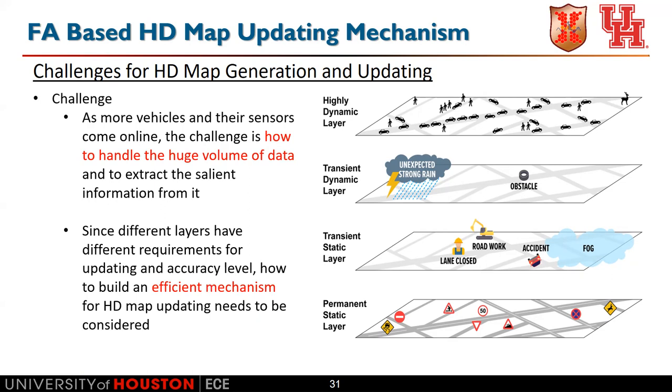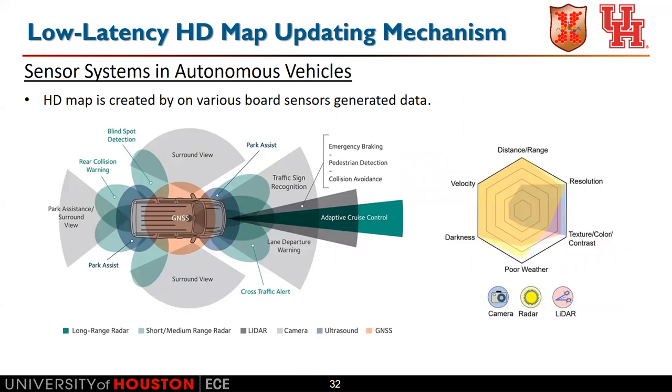Basically, the generation of the HD map relies heavily on the data captured by the onboard sensors. We can see there are many kinds of sensors embedded on the vehicles, with different locations and different functionalities. The main sensors for autonomous vehicles are cameras, radars, and LiDAR. We can see this in the figure on the right side.